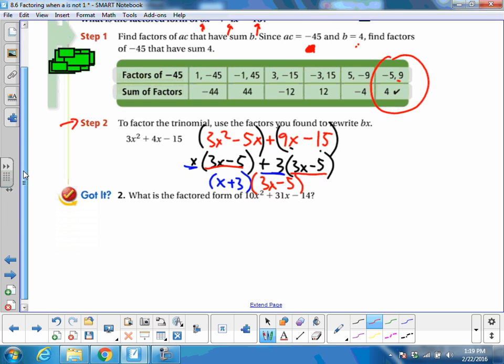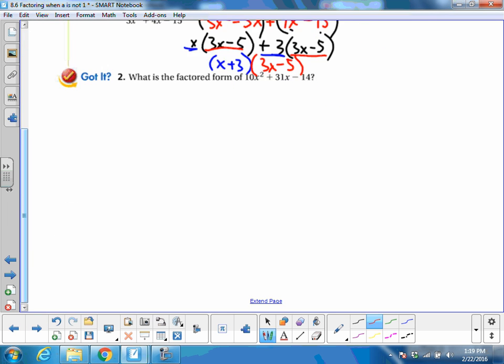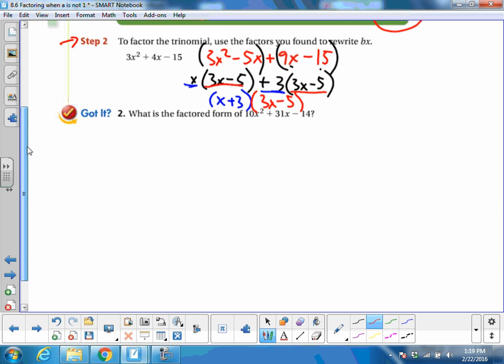Now, why don't you go ahead and try this out? If you've got it, you can press pause and take 10x squared plus 31x minus 14 and go ahead and factor that out into two binomials.